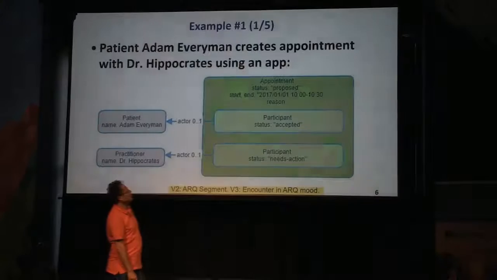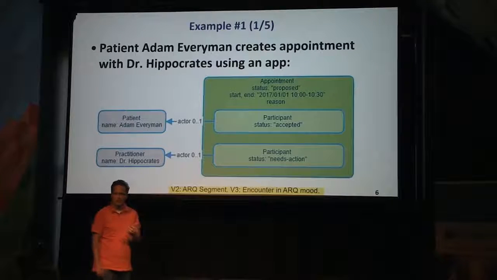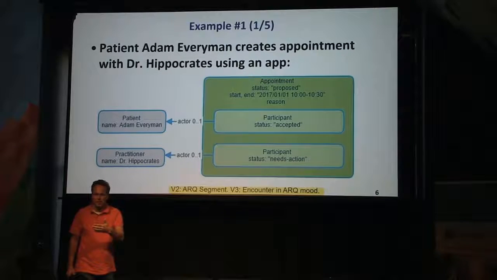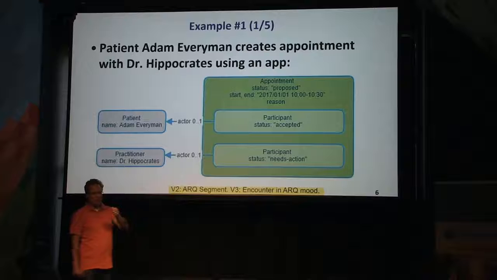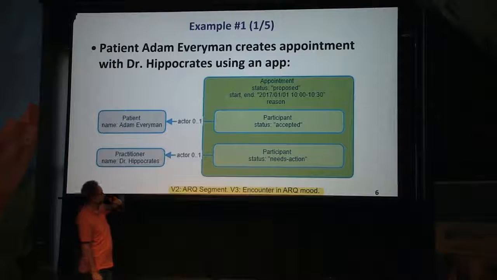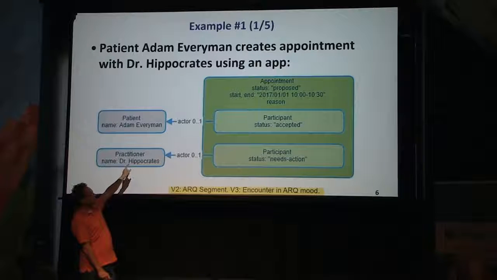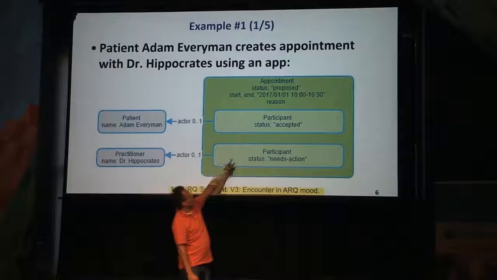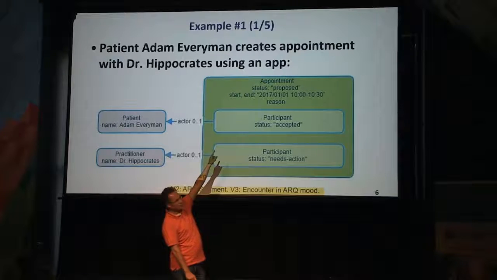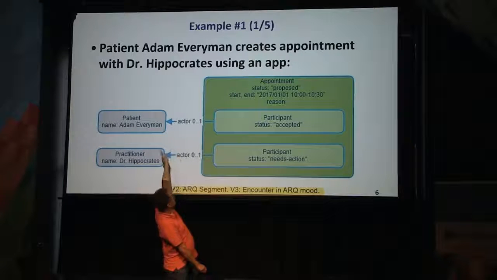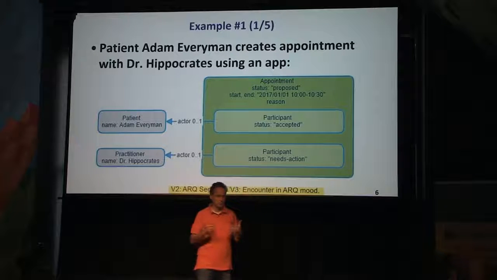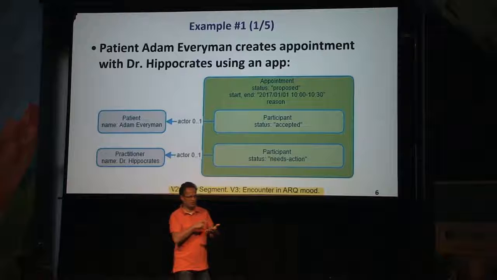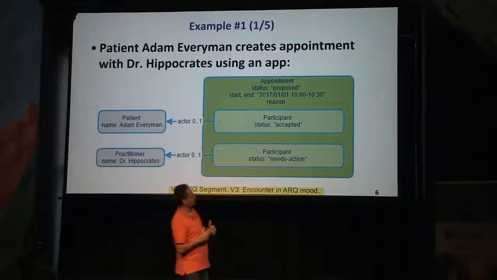Okay. So let me give you an example. A 5-step example. Patient using an app, a hospital-provided app maybe, or in a region, and the patient says, okay, I want to create an appointment between me, Adam Everyman, I'm one of the resources involved in this appointment, and Dr. Hippocrates, and both of them are modeled in the appointment for a particular date and time. Because the patient is creating the appointment request, we are assuming that they are accepting the suggested time. Kind of makes sense if you make your own appointment that you actually are available at that point in time.